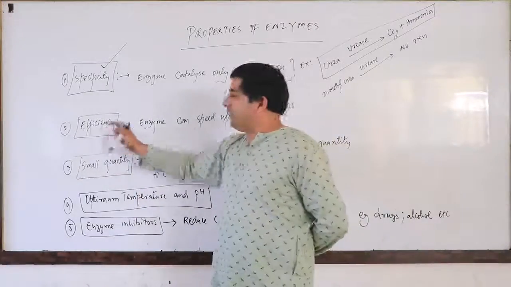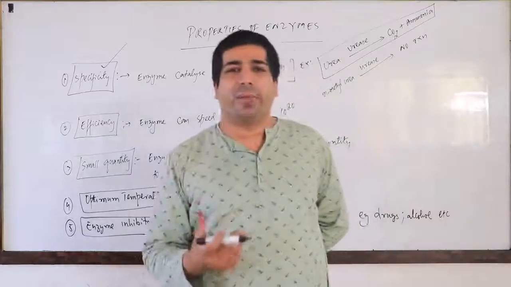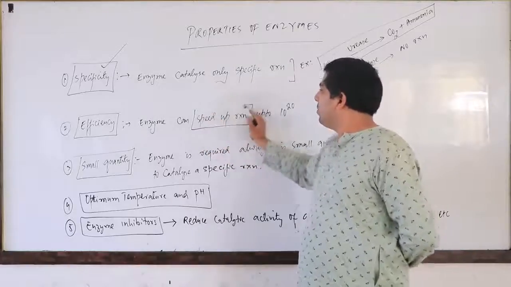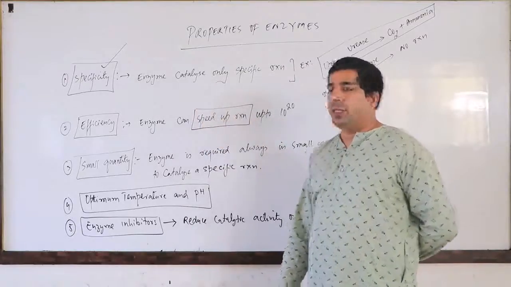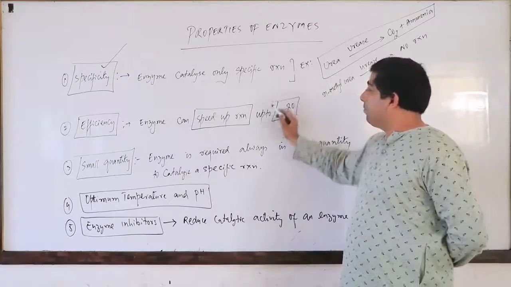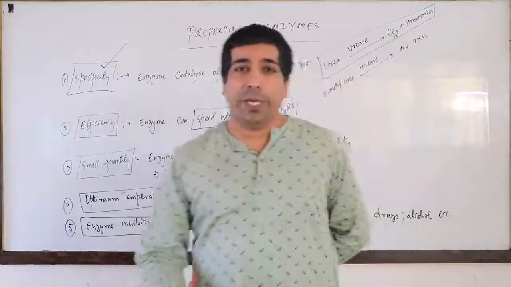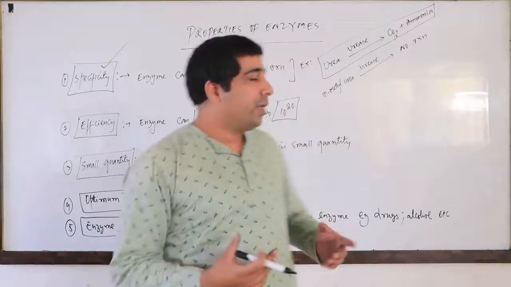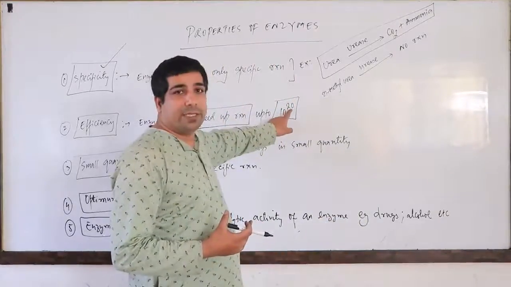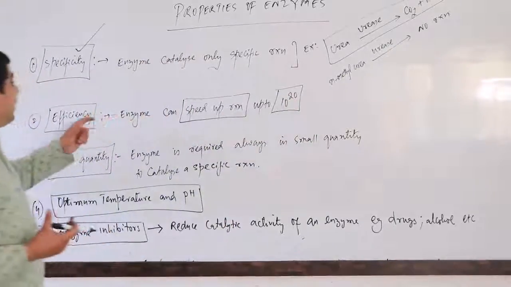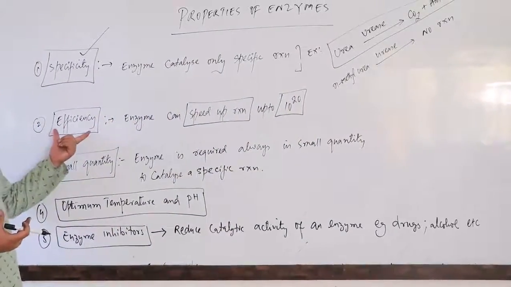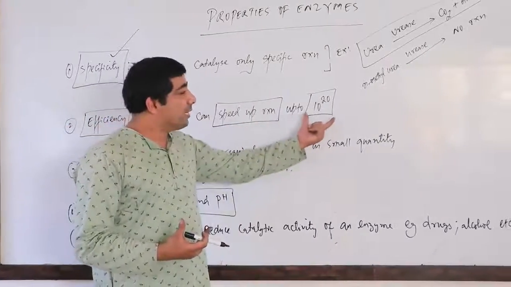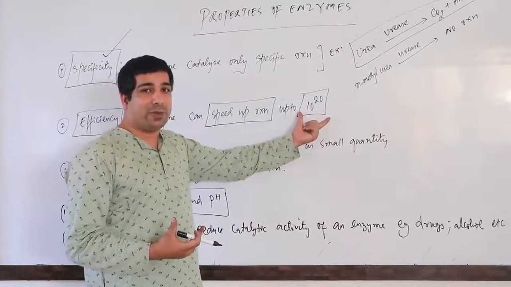Let's take efficiency. How efficient an enzyme can be. You know that an enzyme can speed up the reaction, a biochemical reaction, up to 10 raised to the power 20. It's a very huge amount. This will be the speed given to a reaction by an enzyme. This is how efficient an enzyme can be, that it can speed up your biochemical reaction to this large extent. It's not a small amount, 10 raised to the power 20.